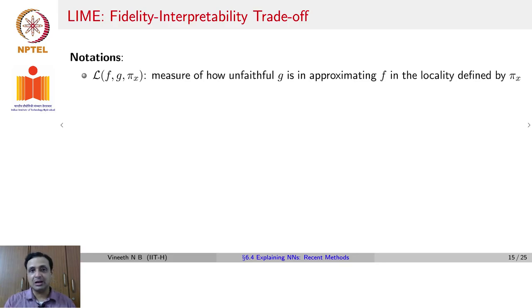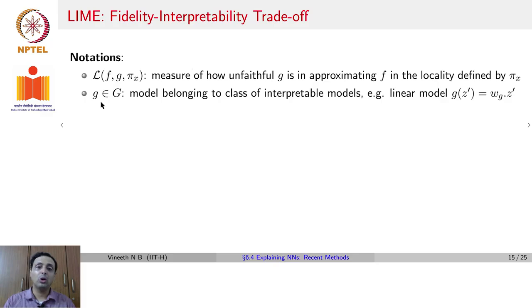Lime also has a fidelity slash interpretability trade-off, and the reason for this is the loss function that we used tries to ensure that the function G, the linear model that we learn, should be approximating F in the locality defined by pi of x. So the goodness of function G is very important. At the same time, you also don't want G to be too complex a function. So G ideally is a model that belongs to the class of all interpretable models. A simple example would be a linear model.